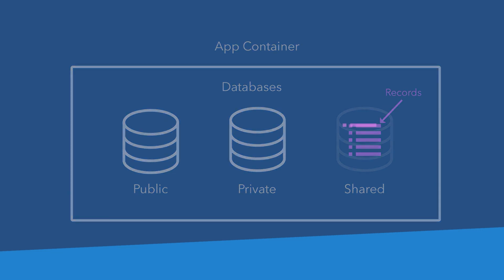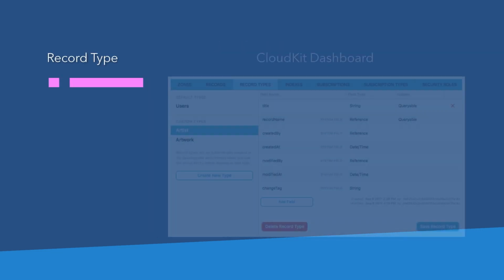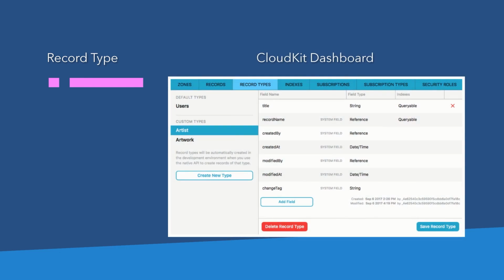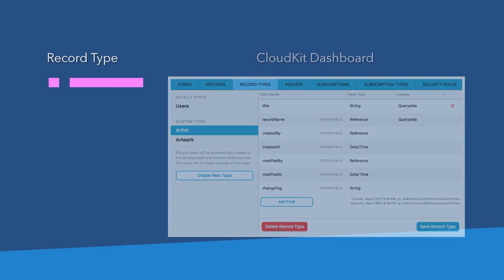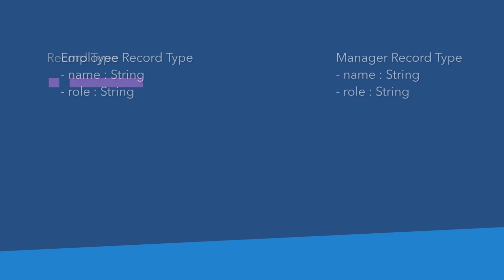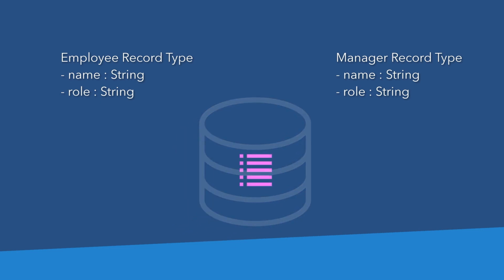However, each record is of a certain type, and you define these record types in your CloudKit dashboard. For instance, you might have an employee record type containing these properties, and a manager record type containing other properties. Then in your database, you can create employee and manager records. Each of these records will contain the key value pairs that you defined in the record types. Furthermore, these records are organized into record zones.